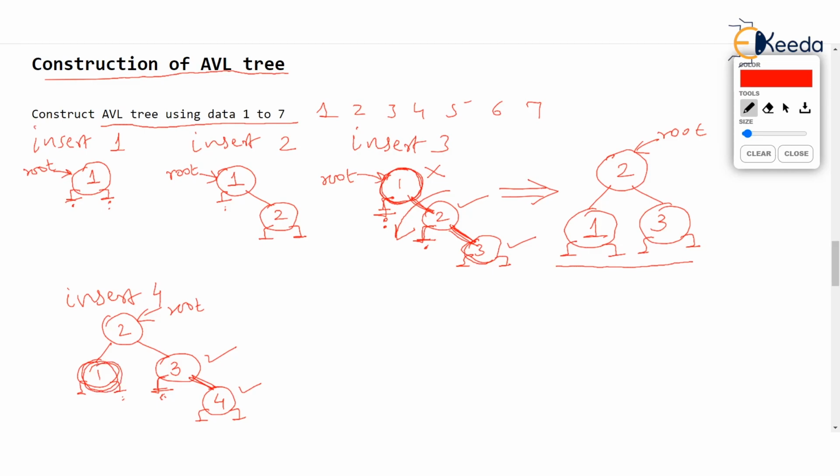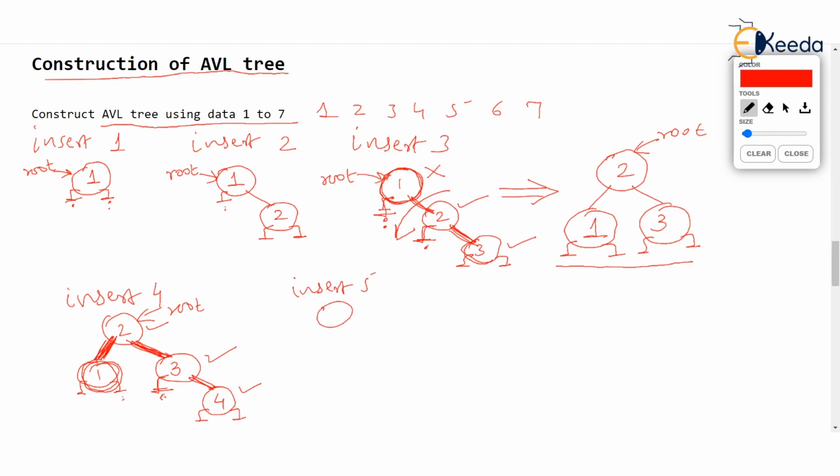And 2 is also balanced because left height of 2 is 1 and right height of 2 is 3. Oh, sorry, right height of 2 is 2. Sorry, 2 levels to the right of 2. So this tree is balanced. I hope you are understanding. Then we just have to insert next value 5.